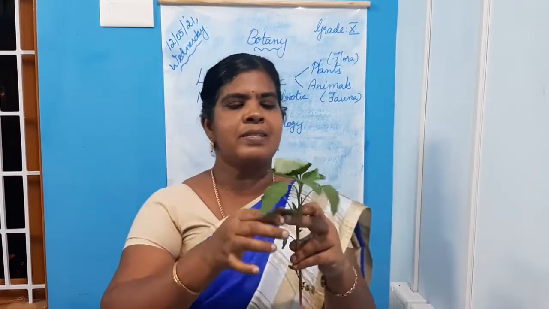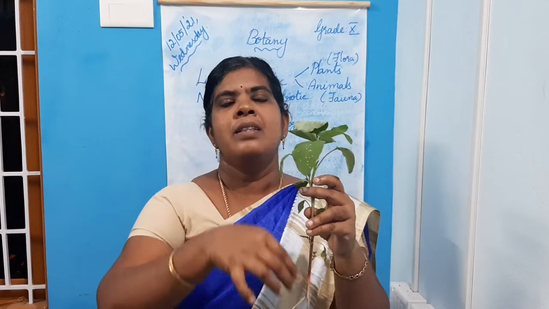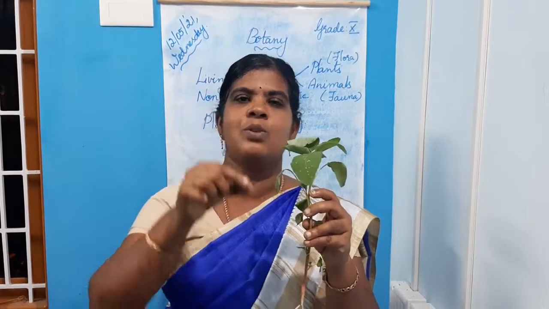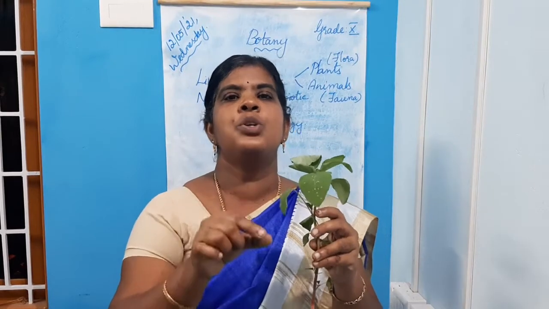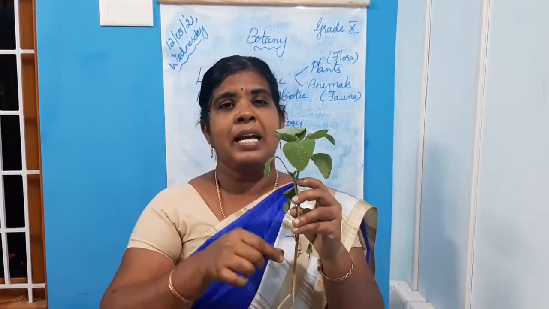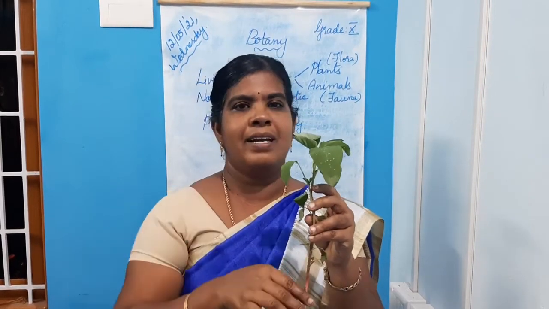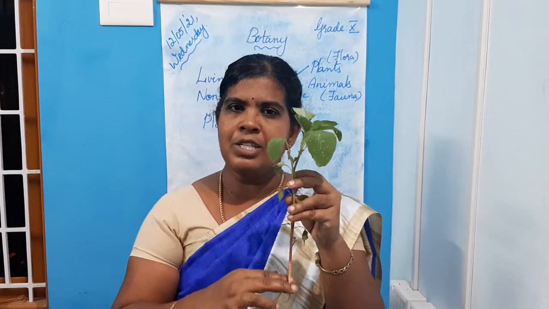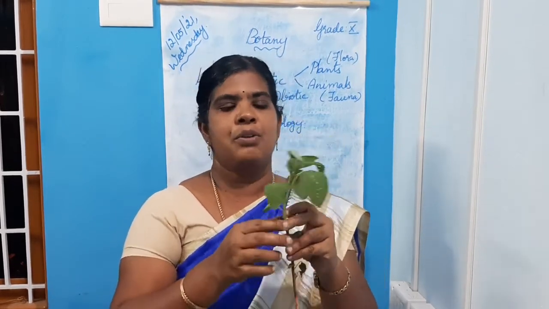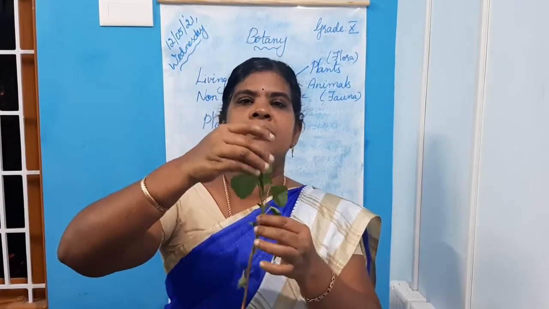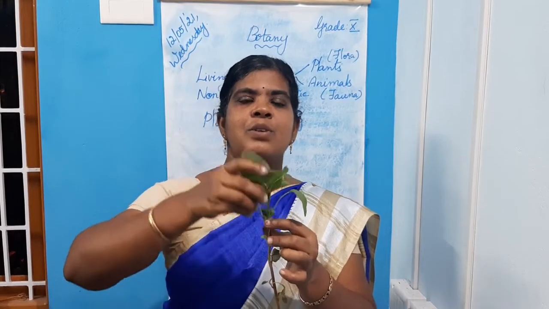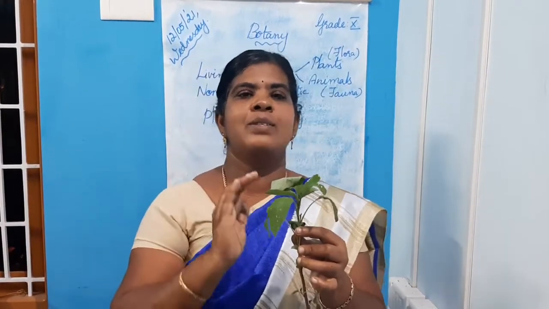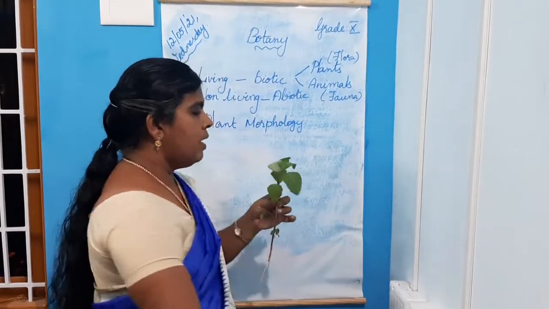Now, the root system always grows below the soil level. So it grows towards the gravity. Root system always grows towards gravity, so it is positively geotropic, and the root system grows against sunlight, so it is negatively phototropic. Root system is positively geotropic and negatively phototropic. What about shoot system? Shoot system always grows towards sunlight. So it is positively phototropic and grows against gravity. So it is negatively geotropic.